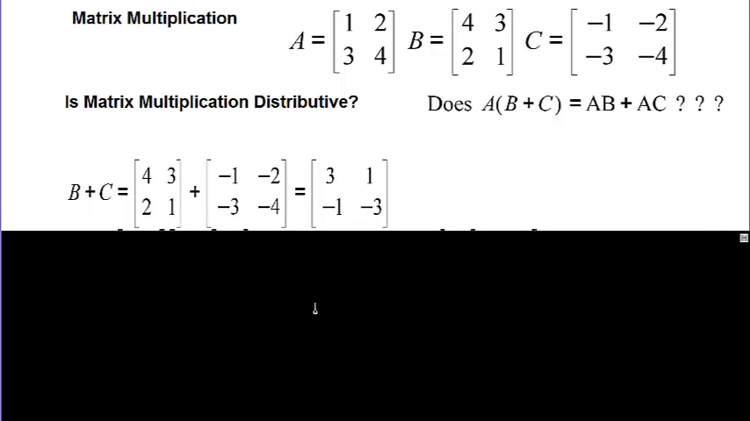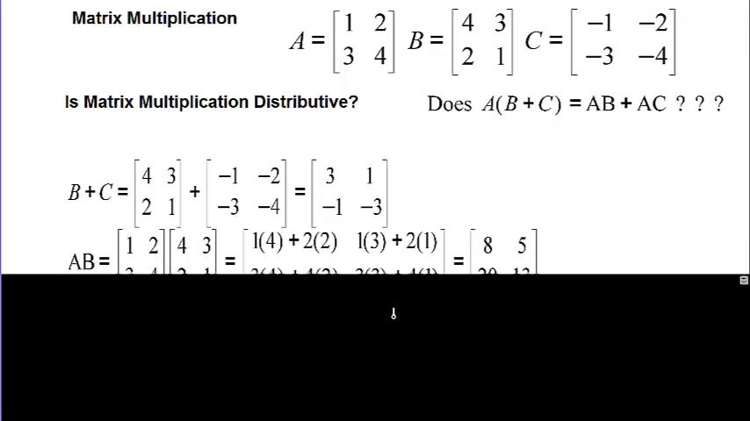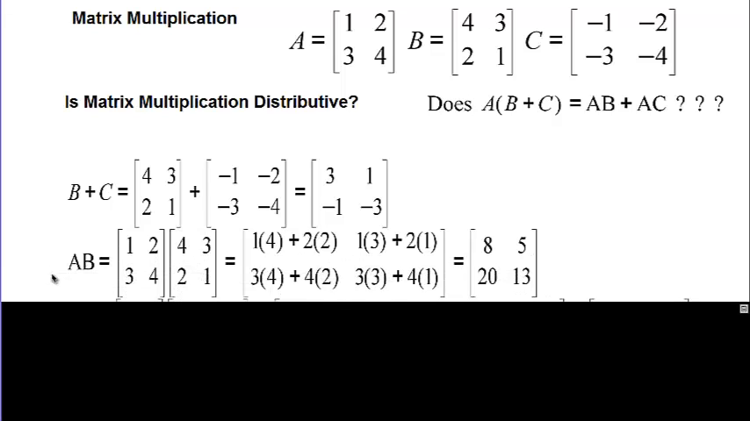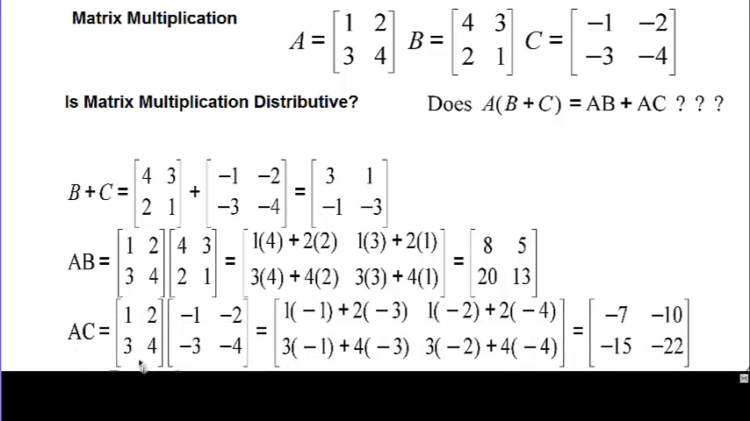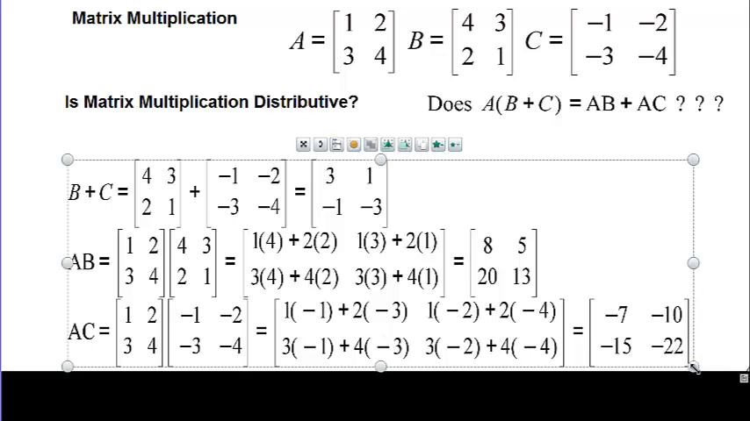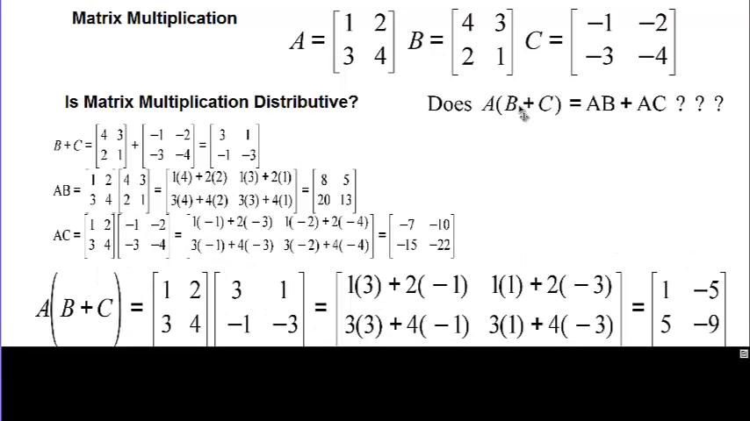Well, through matrix addition, B plus C is equal to 3, 1, negative 1, negative 3. When we add matrix B to matrix C, that's what we get. When we multiply A times B, we already know we get 8, 5, 20, 13. We've done that before. And when we multiply A times C, we get negative 7, negative 10, negative 15, negative 22. So let's take those values and let's figure out what this left-hand part is.